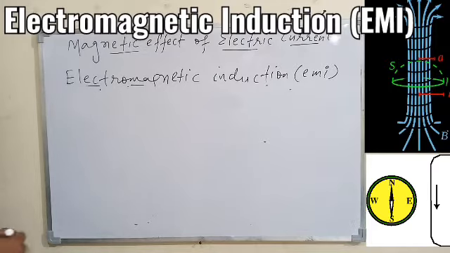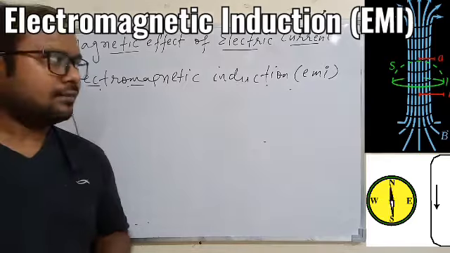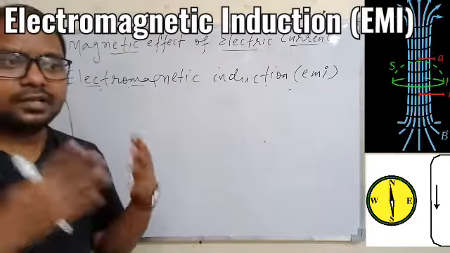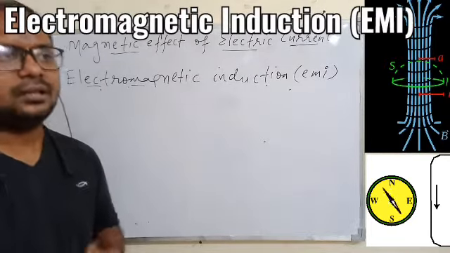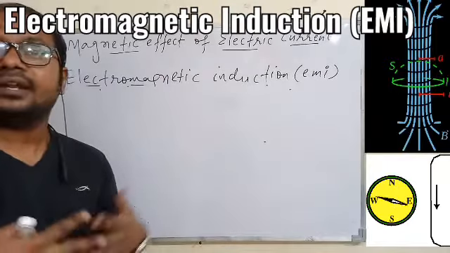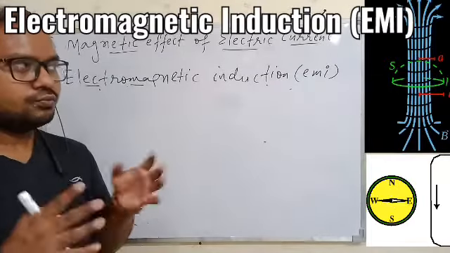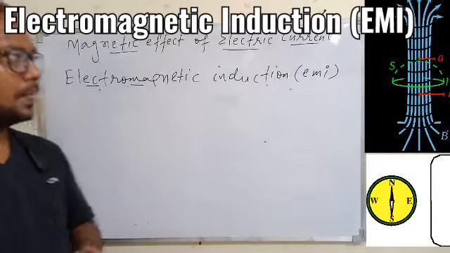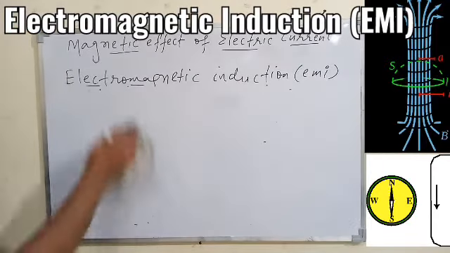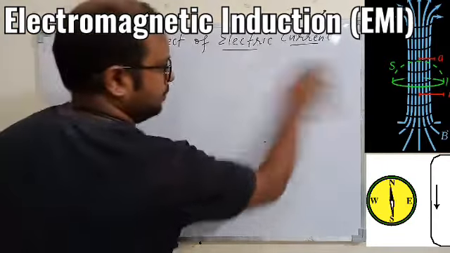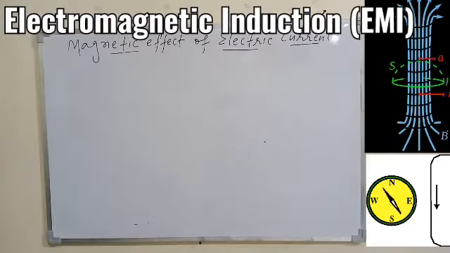Now the next thing we have: if the current is induced in the coil, then in which direction will the current be induced? For that we have a particular rule or law. So I hope you understood electromagnetic induction. In brief, the current is induced in a conductor or a coil in the presence of a variable magnetic field.